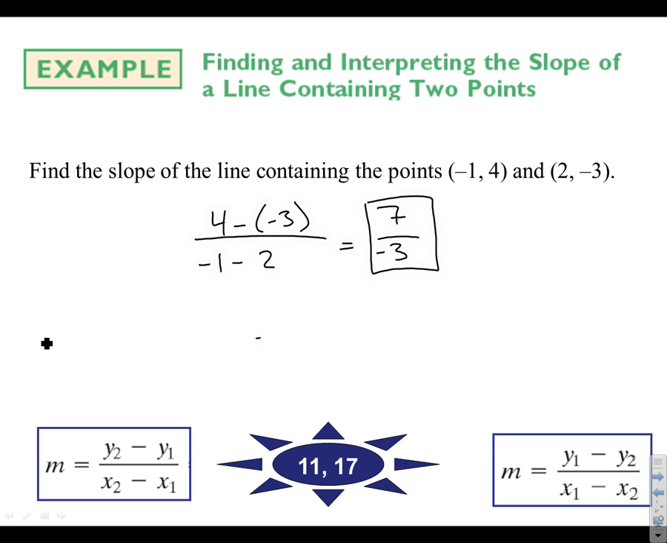And just a quick point, negative 7/3 is the same as having just a single negative in either the denominator or the numerator. So we'll pull it out front. Okay? All right, so go ahead and take a look at problems 11 and 17. See how you do there.